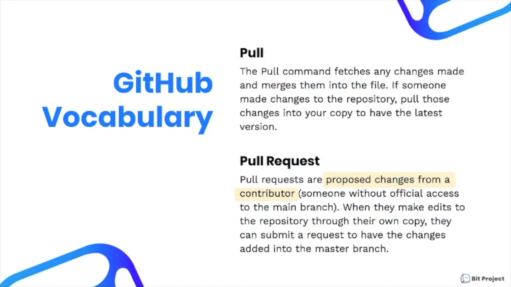A pull request is a set of proposed changes from a contributor. When they make their own edits in their own branch or repository, the contributors are allowed to submit a request to the owners of the Bit Project GitHub to have your changes added into the master branch, aka the final version.